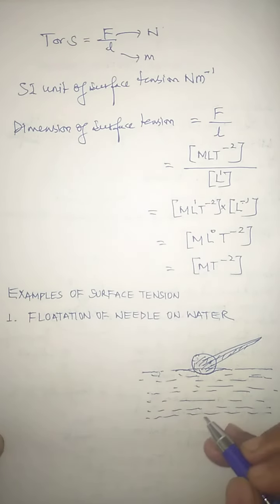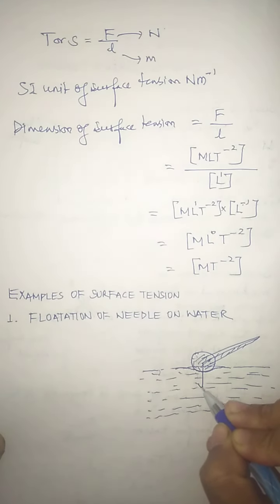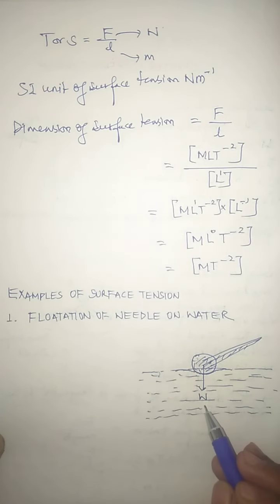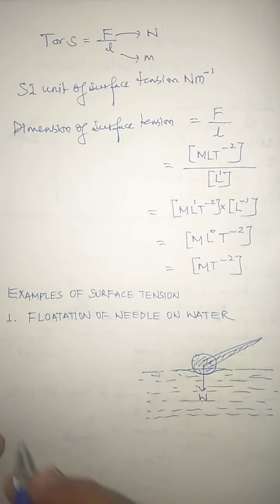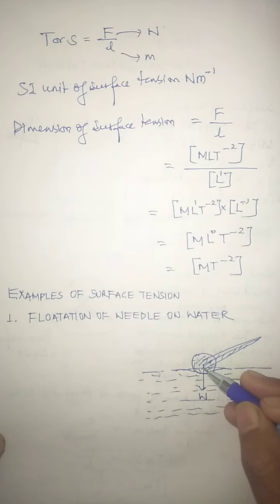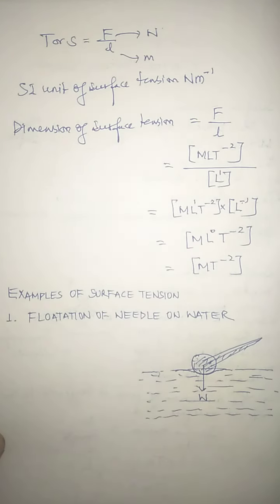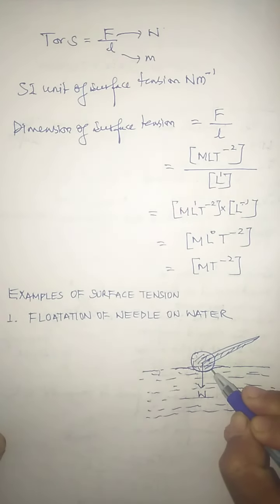One of the forces is due to weight, and the force due to weight always acts vertically downward. I consider the force due to weight as W. So there are two forces acting on the needle. One is the weight of the needle itself, the force due to gravity, which acts vertically downward. Another is the surface tension force exerted by the free surface of water which is in contact with the needle.